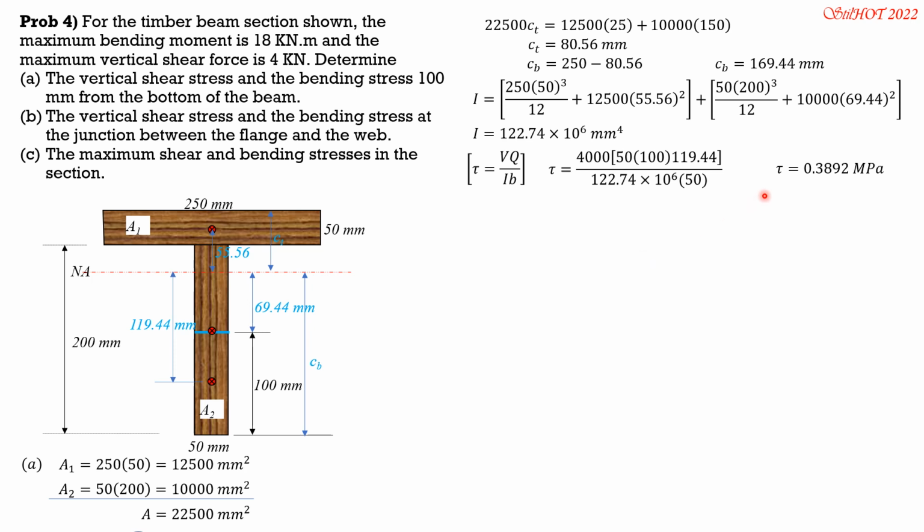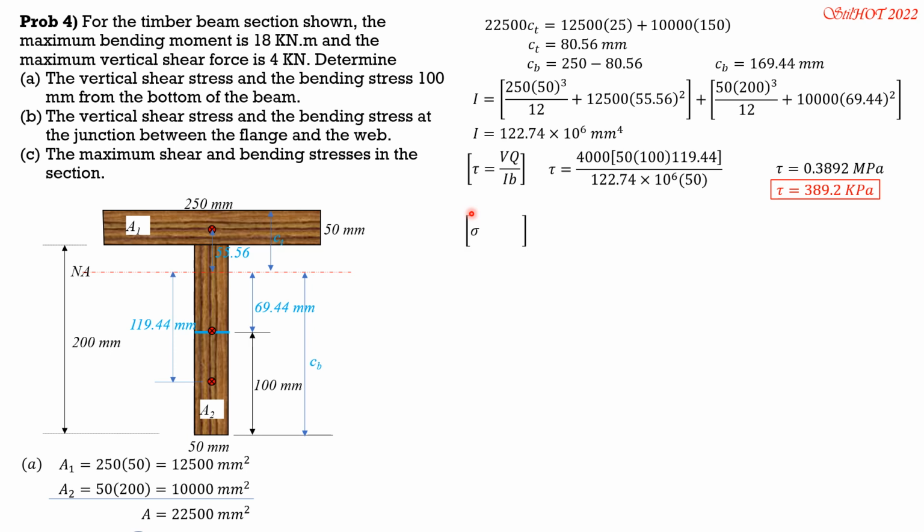So let's express the answer in kilopascals by multiplying by 1000. So shear stress at this section is equal to 389.2 kilopascals. Then likewise, for the bending stress at this section, it is below the neutral axis. The moment is positive, so therefore it is mild. So the top fibers above the neutral axis will be in compression, and the fibers below the neutral axis will be in tension. Therefore, this is in tension, where y is 69.44.